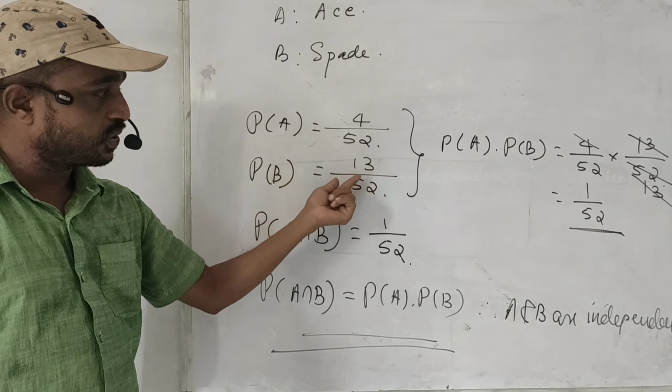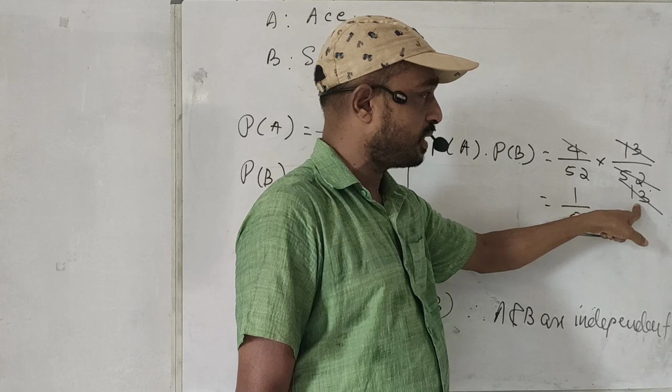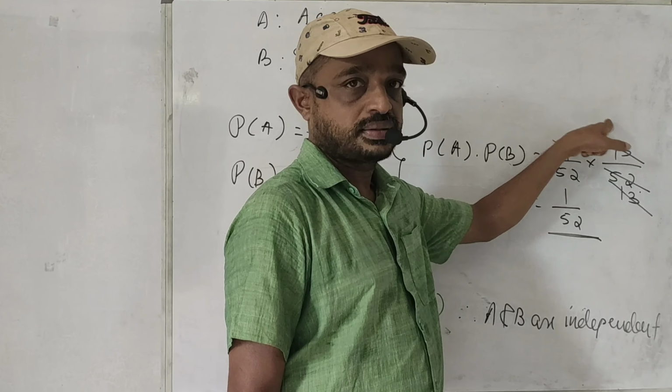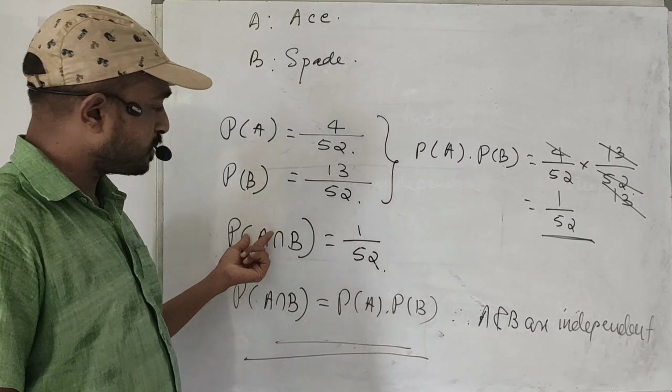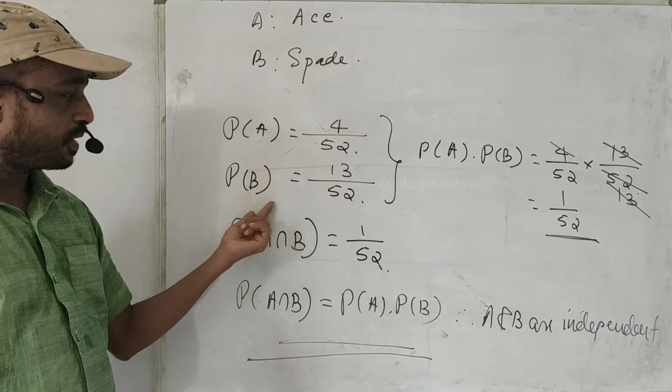And what will be P of A into P of B? 4 by 52 into 13 by 52. This 4 and 52 can be cancelled. You will get 13. And this 13 can be cancelled. So this is 1 by 52. And what is P of A intersection B? What is the meaning of P of A intersection B?